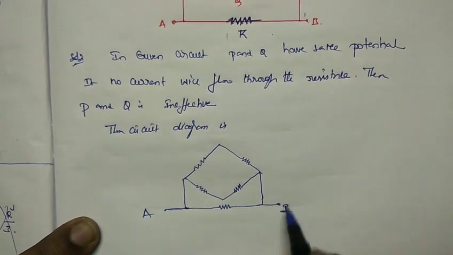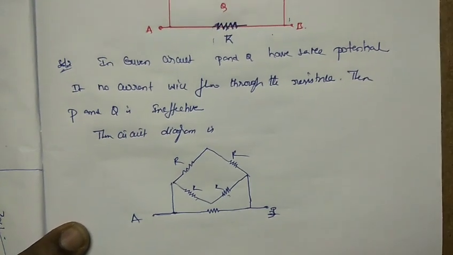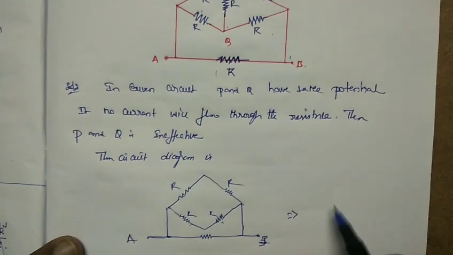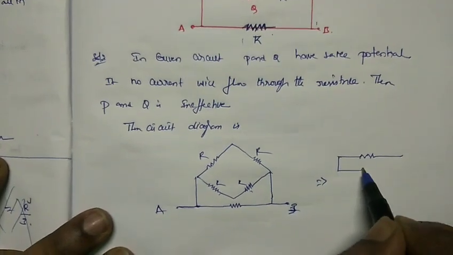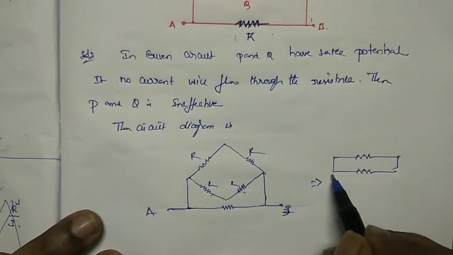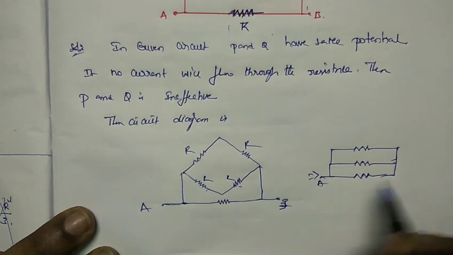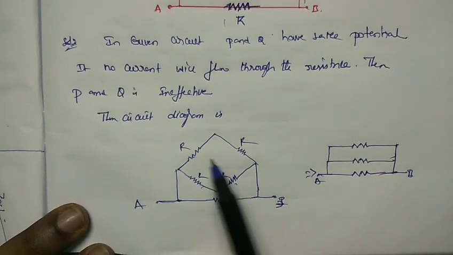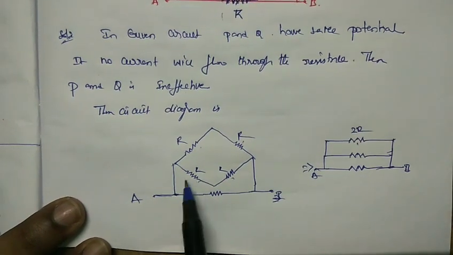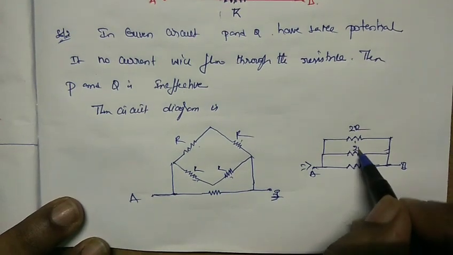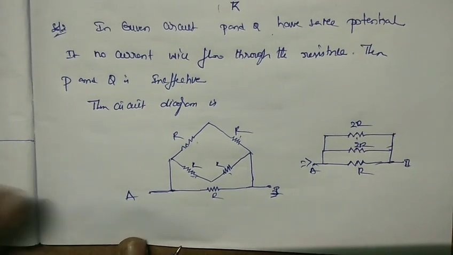A and B. So these two resistances are in series and these two resistances are in series. So it replaces the resistances, and the circuit diagram goes to this. That means these two resistances are in series, R plus R is 2R, and these two are also in series, R plus R is 2R. And this is R. So these three resistances are in parallel.